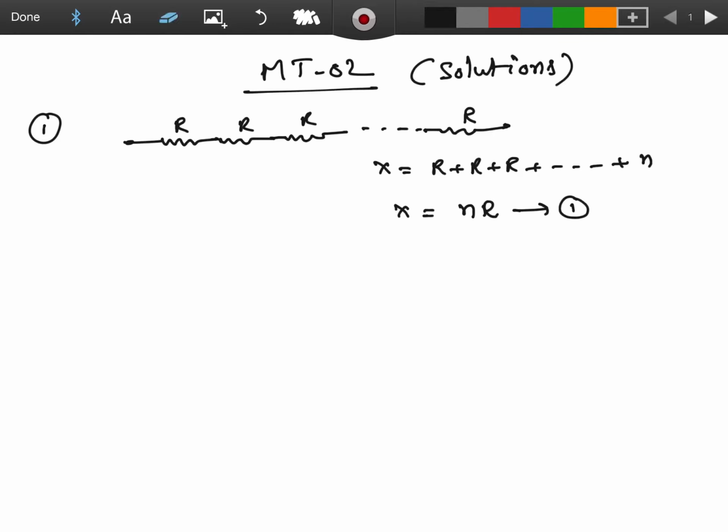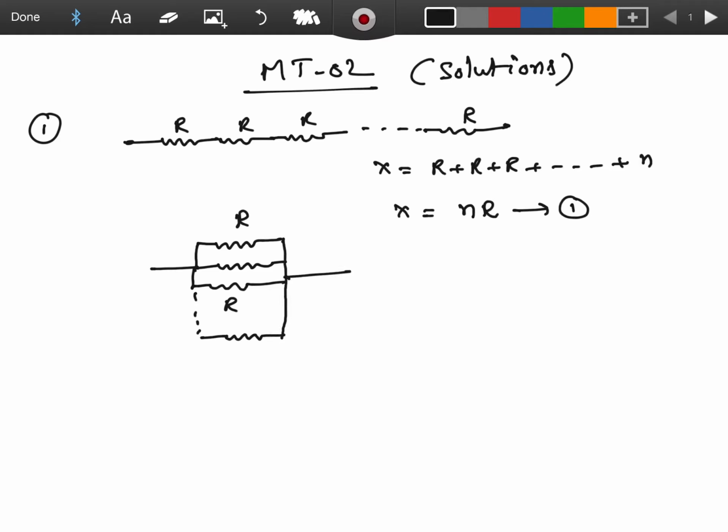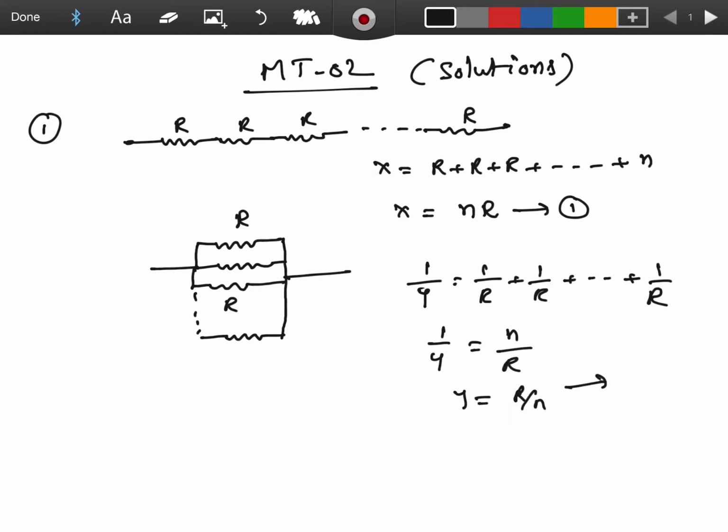Then the second case, they are telling all identical resistances they are going to place in parallel, like this. Then the resultant they said Y, that is 1 by Y equal to 1 by R plus 1 by R plus and so on 1 by R. It should be N by R. Then Y equal to R by N. This is equation number 2.